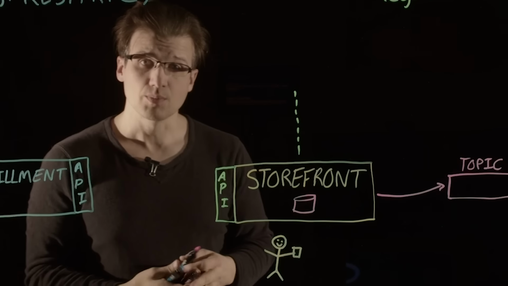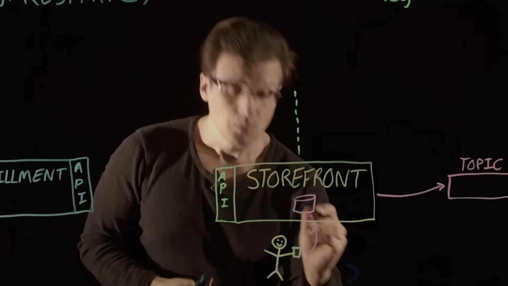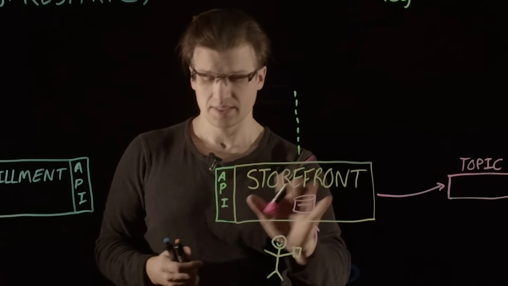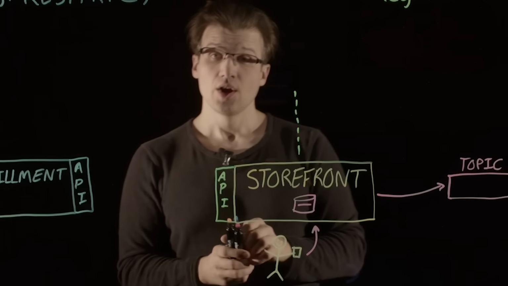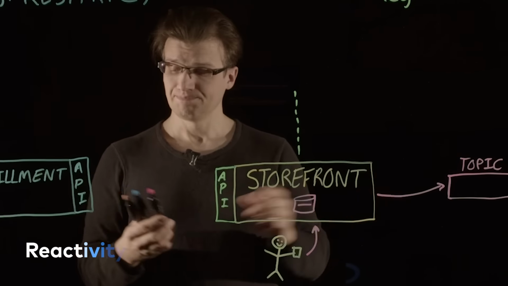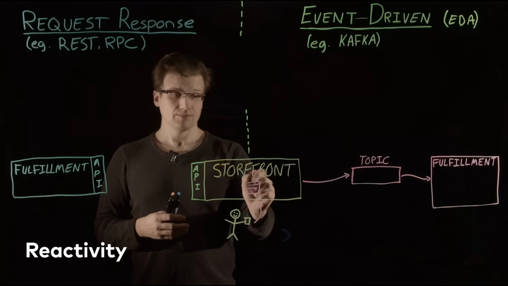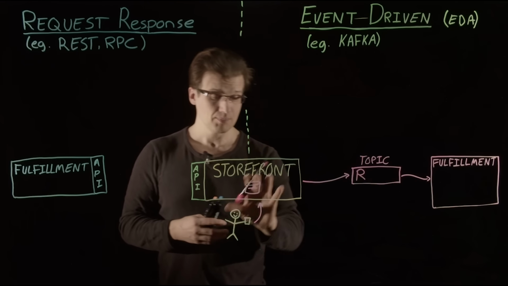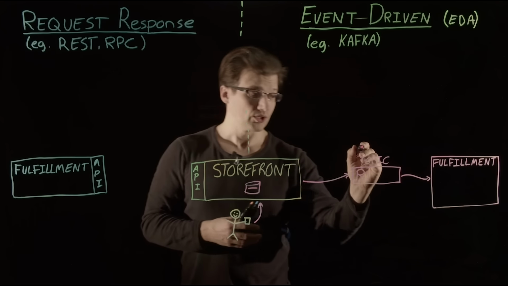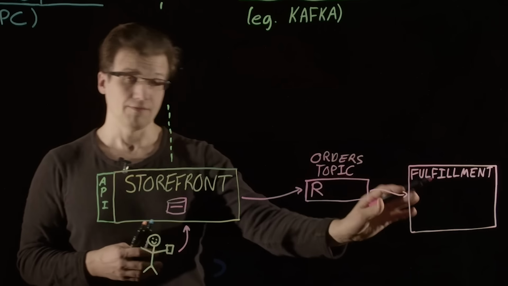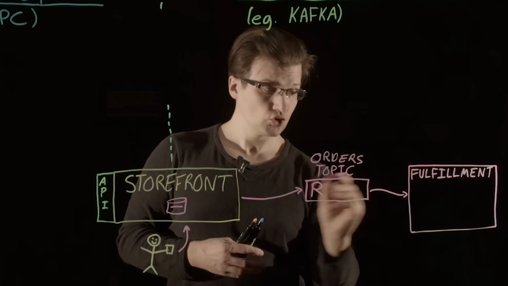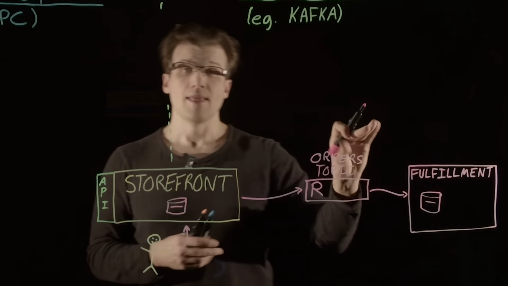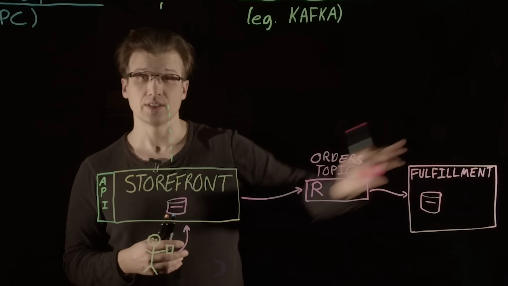So let's say our customer here places an order. What happens next? Well, the order is going to be written into the Storefront database. And now for our first factor, we're going to look at reactivity. Event-driven architectures are reactive. Upon storing this order here, the Storefront writes a record representing that order to this orders topic. The fulfillment service, in turn, will consume this record, possibly store it in its own data store, and then process it for fulfillment and shipping out to the customer.